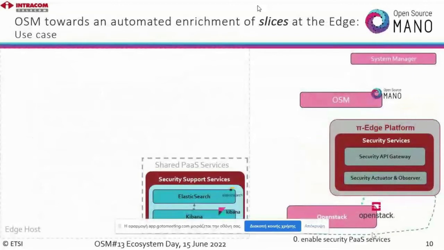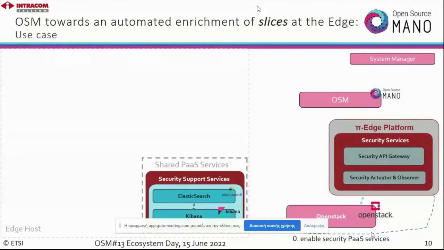Now we'll show a flow of how OSM requests a network slice enriched with security services at the edge. On the right, we can see the system manager on top of OSM. Also, we have the Edge platform, the OpenStack, and on the left, we can see the Edge host. As you can observe, the π-Edge platform has already deployed the security support services, which are shared services, to the Edge host.